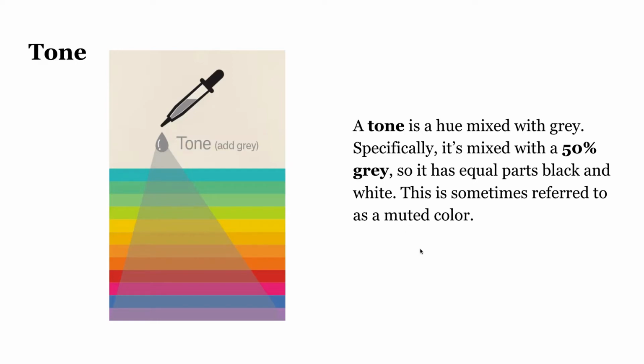Okay, so yes, a tone is a hue mixed with gray. Specifically, it's mixed with a 50% gray, so it's equal parts black and white. Sometimes we call this a muted color.